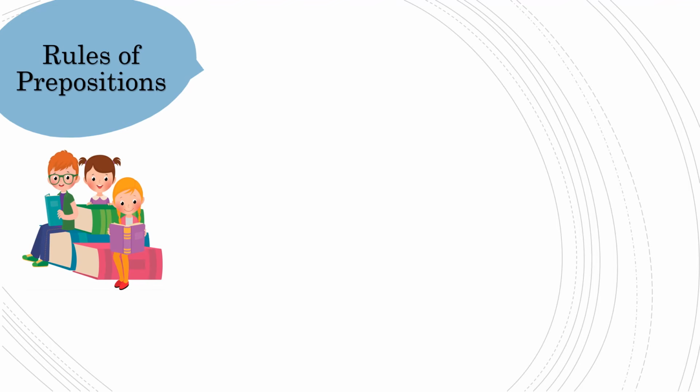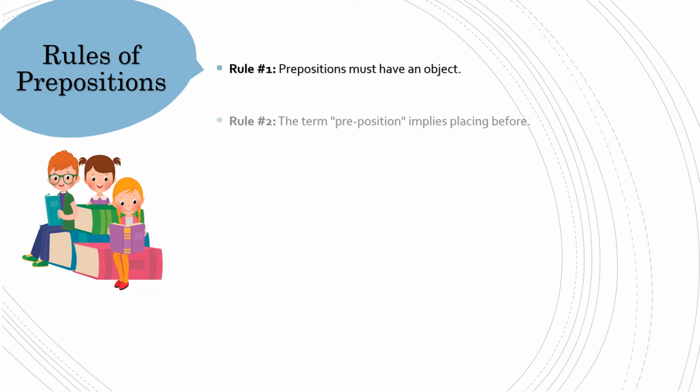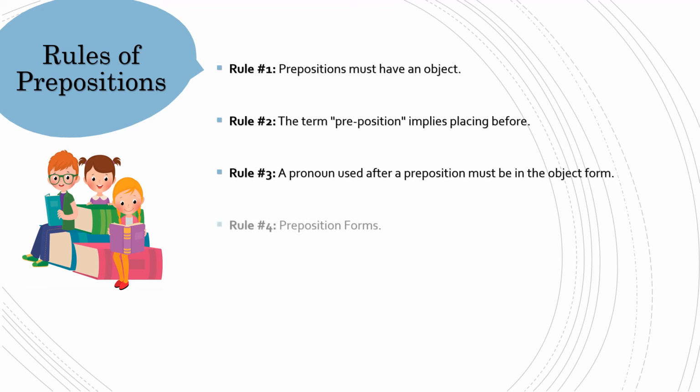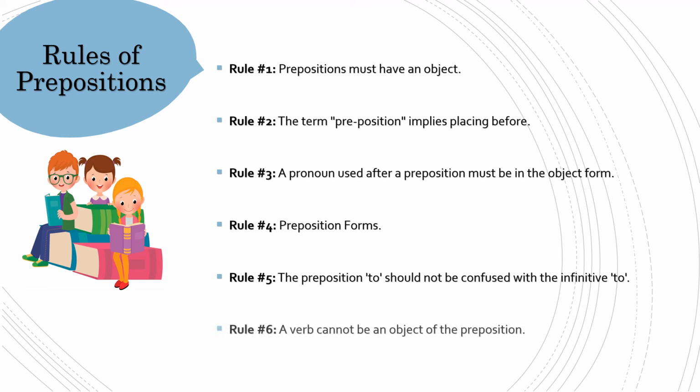Rules of prepositions. Rule number 1: prepositions must have an object. Rule number 2: the term preposition implies placing before. Rule number 3: a pronoun used after a preposition must be in the object form. Rule number 4: preposition forms. Rule number 5: the preposition to should not be confused with the infinitive to. Rule number 6: a verb cannot be an object of the preposition.